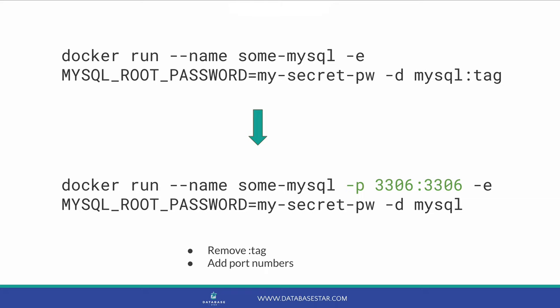We then add two numbers, 3306, separated by a colon. This will expose or open the port from the Docker container to our main operating system, or our host operating system. This will allow us to use a program such as MySQL Workbench to connect to the database. If we leave this out, then we'll have to run commands on terminal to run SQL, which is not ideal.